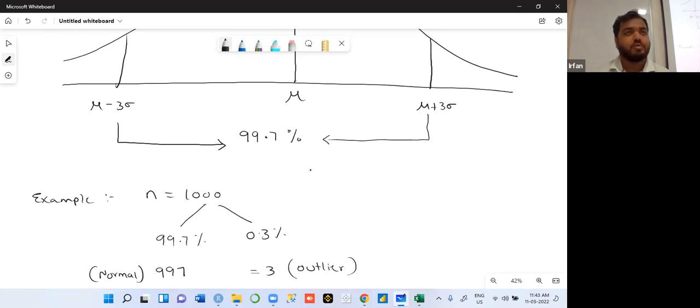100 ka 99% is how much? This number. So this number of rows are normal and 3 rows are either outliers, 3 rows. These are n, means 100 rows. Clear?